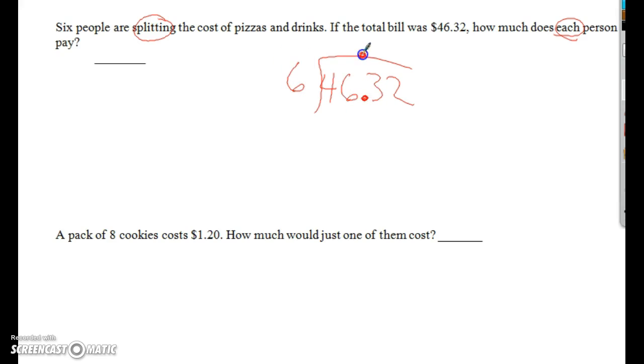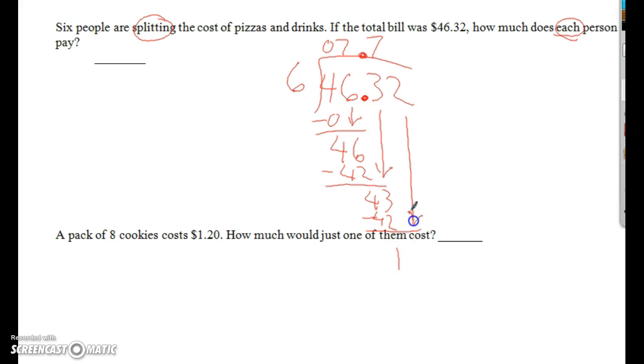My decimal's good right now because there's only one in the dividend, not in the divisor. No 6's in 4. 6's in 46 would be 7. That's 42. Subtract, I got 4. Bring down my 3. 6 in 43 is also going to be 7. It's 42. I got 1. Bring down my 2. 6 in 12 is 2, which is nice. Remember, for us, it's almost always going to come out even, so my answer would be $7.72.